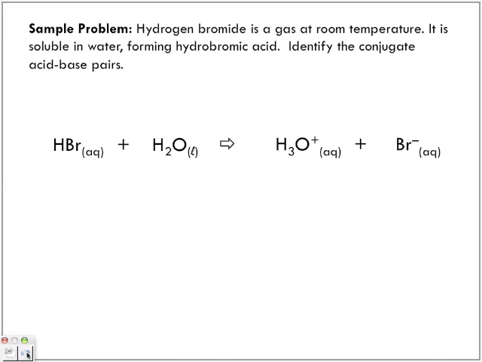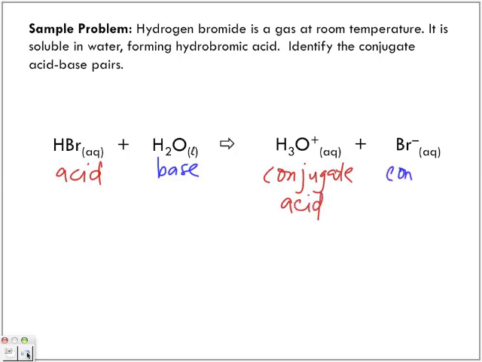So here we've got the hydrobromic acid. This is the acid. The water here is going to act as a base. It's not a base, but it's going to act as a base. Now, which one of these is the conjugate acid? In our products, which one of them is the hydronium ion? So this is going to be the conjugate acid, which means the Br negative is the conjugate base.